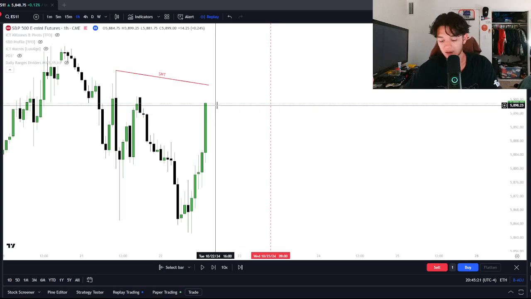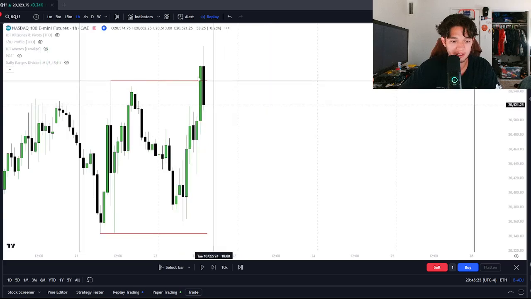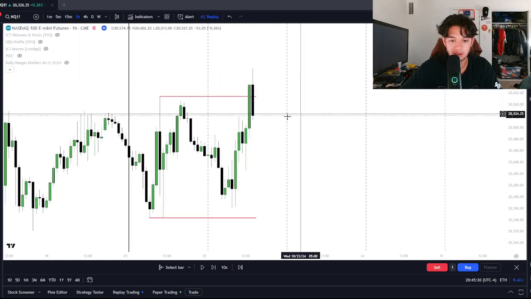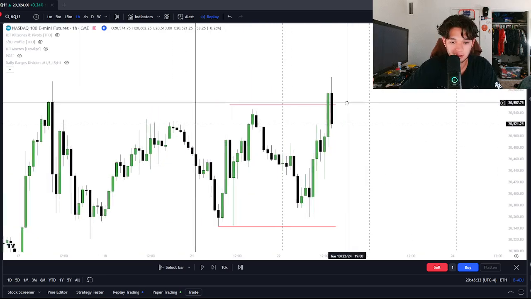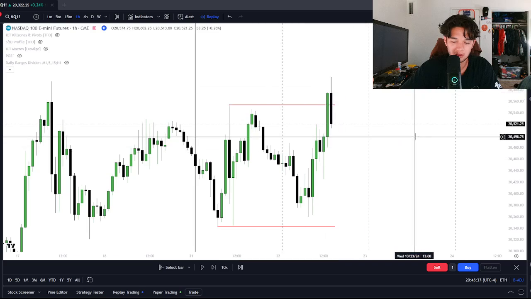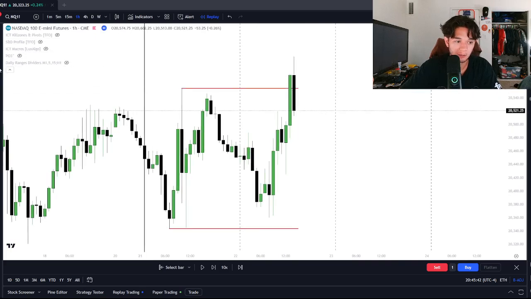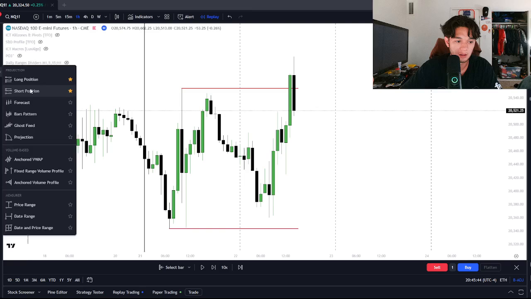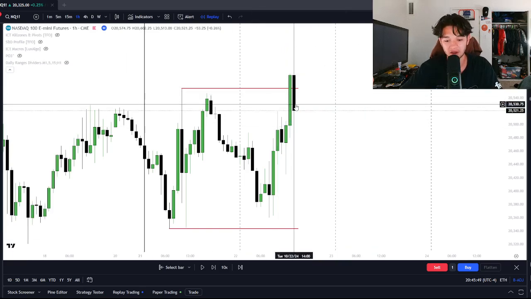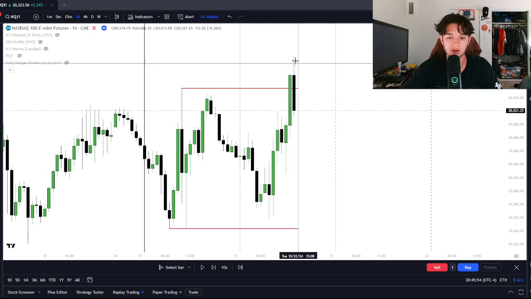And then what do we see? We see an SMT put in, with this one not taking the high. Pretty nice. So we take the high, we have SMT. A possible trade is on here. Obviously, I would want to zoom in. But this is late Tuesday, so I wouldn't take a trade there.